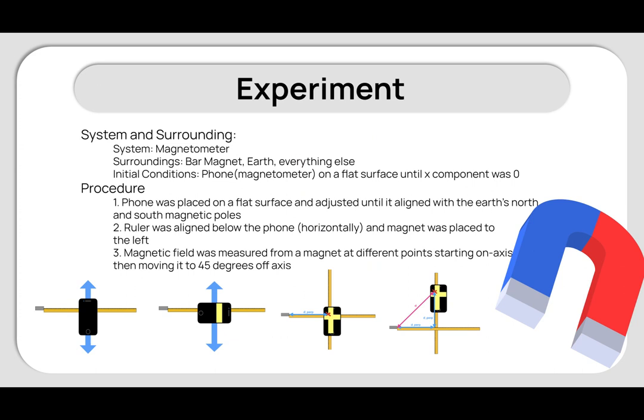The initial conditions were that the phone, or magnetometer, was on a flat surface until the X component was at 0. First the phone was placed on a flat surface and adjusted until aligned with Earth's north and south magnetic poles. Then a ruler was aligned below the phone horizontally and a magnet was placed to the left. The magnetic field was measured from the magnet at different points, starting on axis, then moving all the way to 45 degrees off axis.